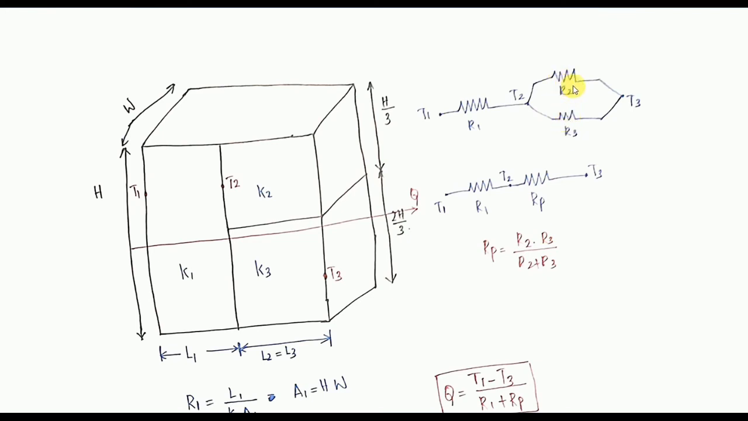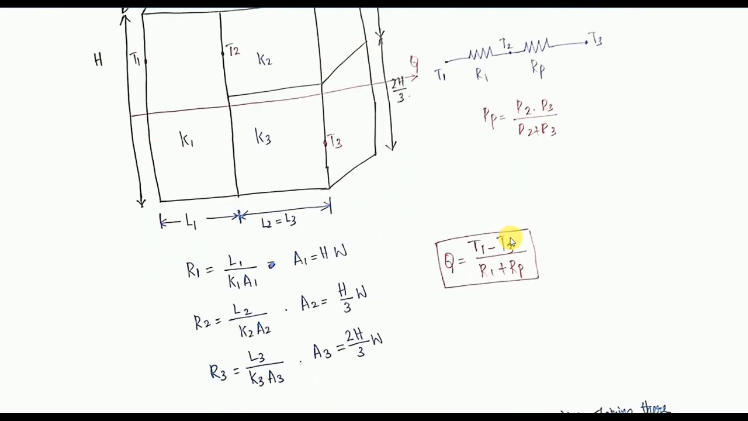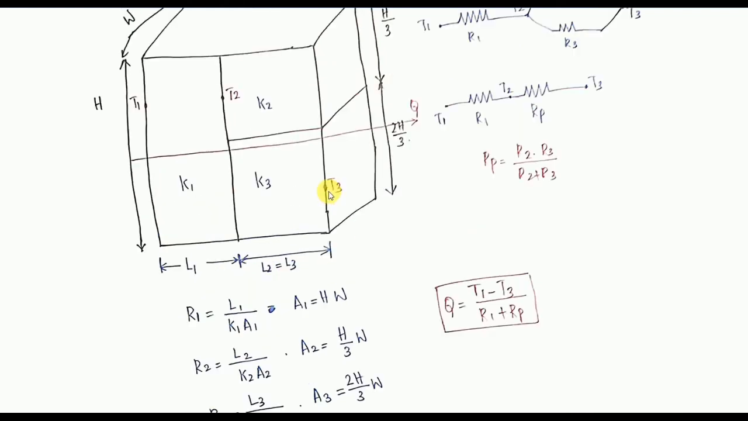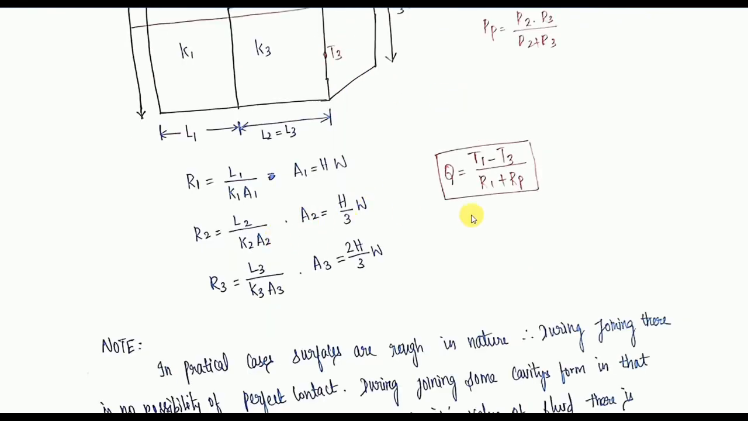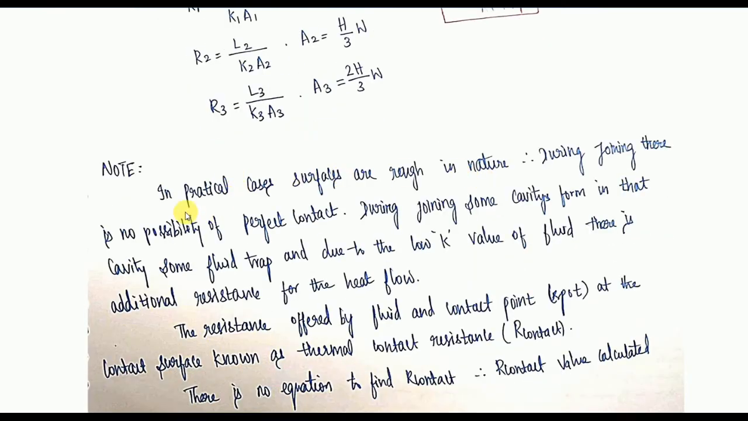That is, 1 by Rp equals R2 plus R3 divided by R2 into R3. If you take the reciprocal, you will get Rp equals R2 R3 divided by R2 plus R3. And you can see the resistance here is L by K A. We have already seen this n number of times, and I have already said this n number of times, that the area is H and W. L is not coming into the picture because heat is travelling through this perpendicular area only. And whatever things you can see, I have given notes here, like these things we have discussed. I have said that in the practical case, the surface has roughness in nature.